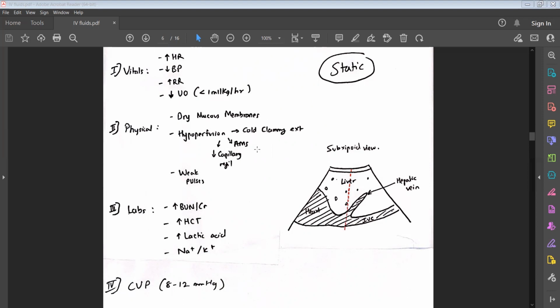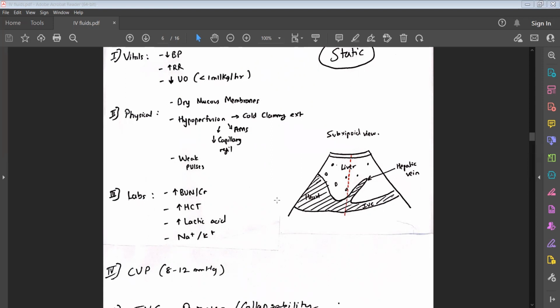Other signs of hypoperfusion which might or might not be present, for example, cold and clammy extremities, altered mental status, then decreased capillary refill, weak pulses, all these signs on the physical examination tell you if the patient requires fluids or not.